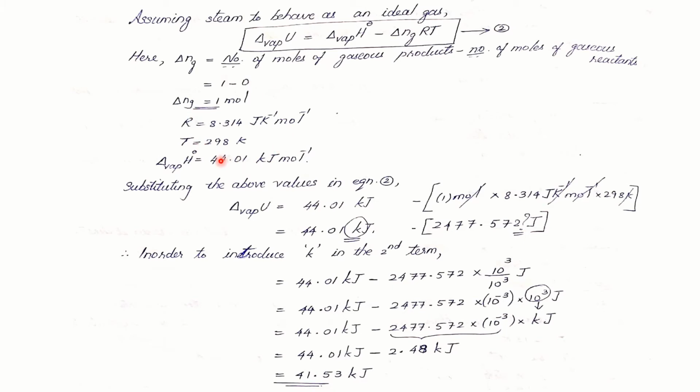On substituting all these values in equation 2, we get 44.01 kilojoule minus 2477.572 joule. Now note that the first term has kilojoule as the unit and the second term has only joule as the unit. In order to subtract the second term from the first term, we should have a similar unit here. We should have kilo here. Only then can we subtract the second term from the first term.